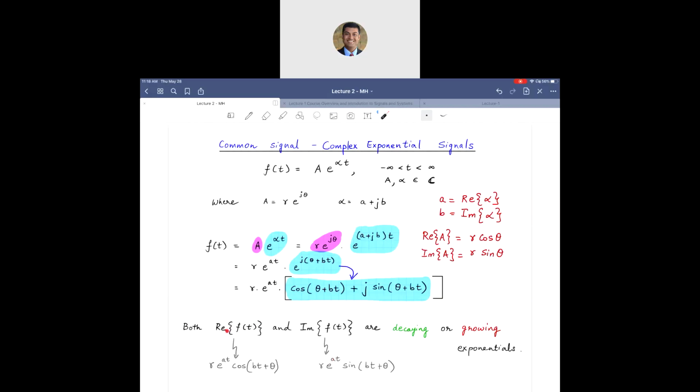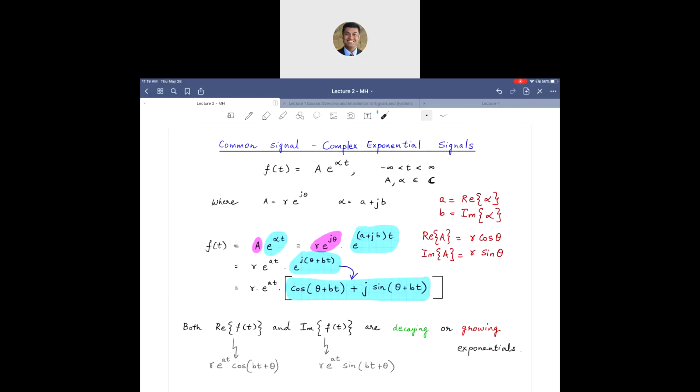Written up over here, real and imaginary parts of this function are both exponential signals which have a sinusoid aspect to it. So these are sinusoids that have an exponential envelope. They are either decaying or growing exponentials, but that exponential is the behavior of the envelope, the overall signal. Inside that, there is a repetitive part, the cosine part, a sinusoidal part.